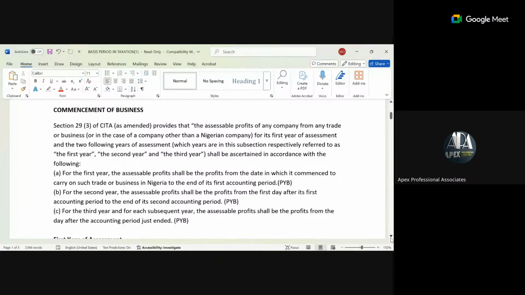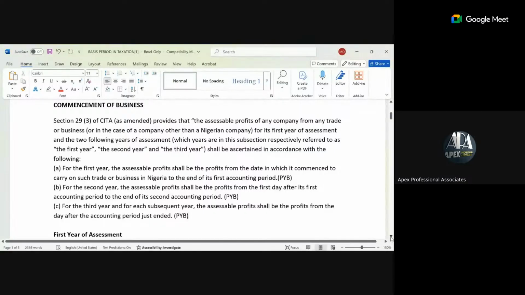So if a company just commenced business in Nigeria, you are going to be determining the assessable profit of the business on the basis of 3 years. We call it the first year, the second year, and the third year. How do you now determine the assessable profit or the basis period and the year of assessment for the first year, second year, third year?